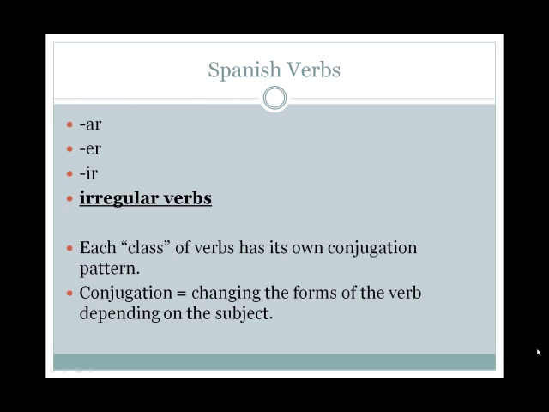For example, in English, with the verb to be, the conjugations would be I am, you are, he or she is, we are, they are. Those would be considered the conjugations of the verb to be in English. Verbs in Spanish have conjugations, and there are more verb conjugations in Spanish than there are in English, more variety in the verb conjugations.